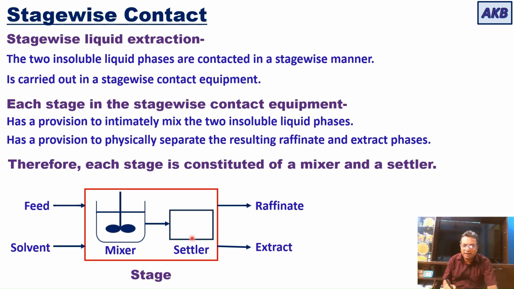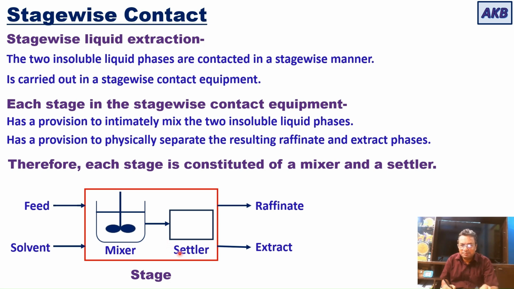This would be an ideal stage when the raffinate and extract phases are in exact equilibrium with each other. In reality, they will go close to the equilibrium, and the efficiency of this stage will tell you how close to equilibrium these two phases, raffinate and extract, are. That will give the efficiency for the stage.